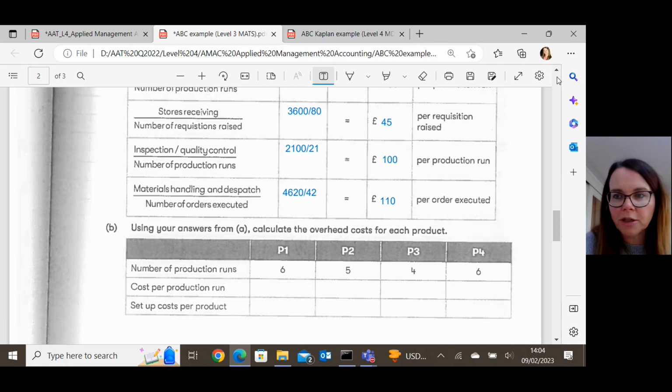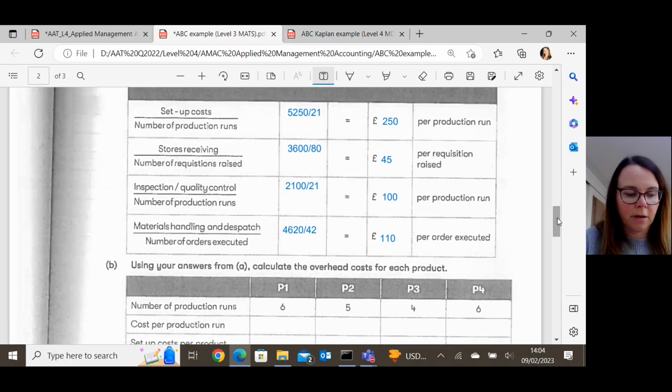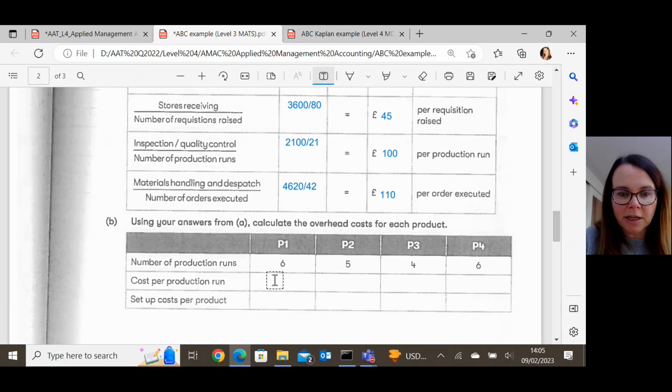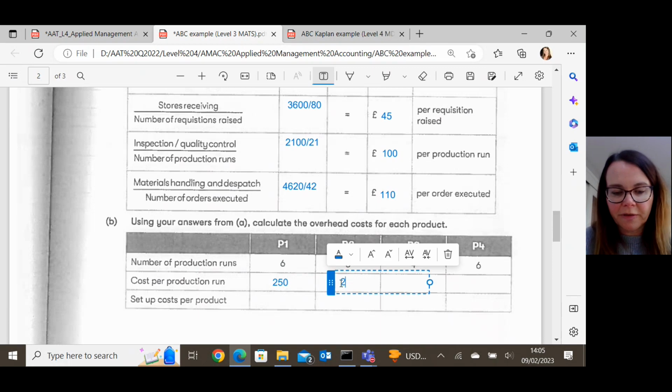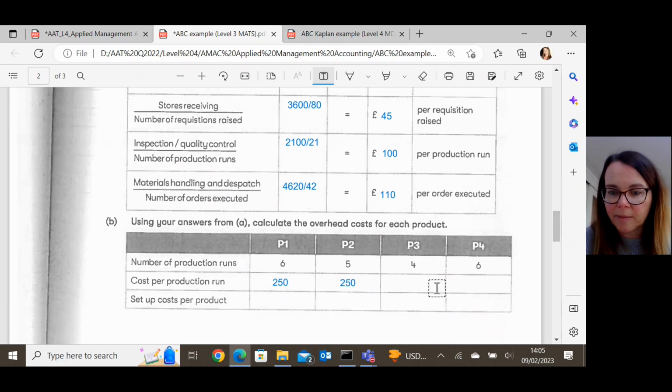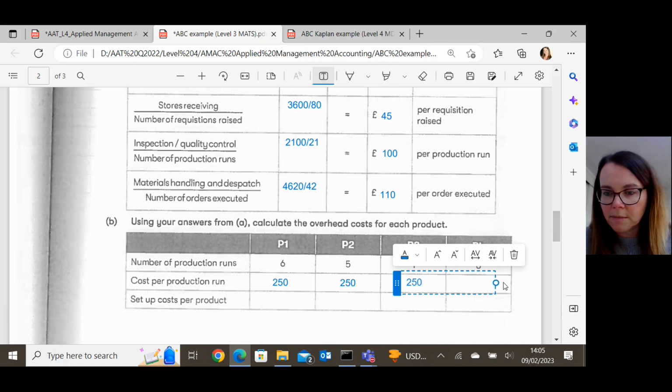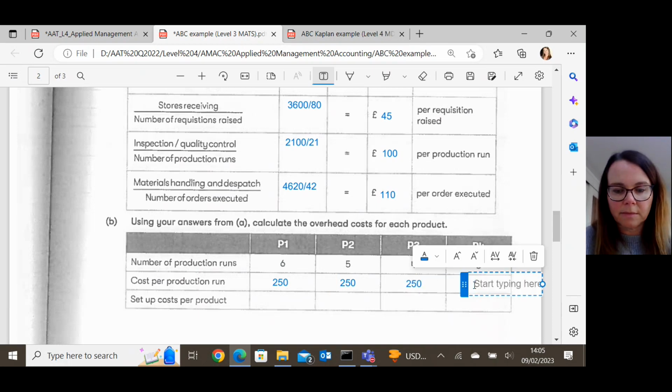So cost per production run is simply going to be, didn't need to do any calculation. It's the £250 that I've just calculated. So the cost per production run, this is a little bit pointless. So it's going to be 250 across all of these. So the setup costs per product is just going to be these multiplied together.